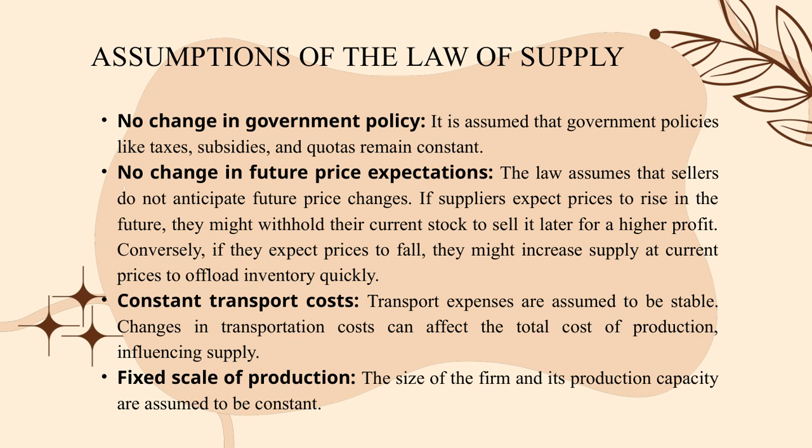Finally, we assume that the scale of production is fixed. That means the size of the firm and its capacity to produce are constant, at least in the short run. This helps us focus on how price influences supply without complicating factors like expanding or shrinking production capacity. All these assumptions help us isolate the relationship between price and quantity supplied, making the law of supply a reliable tool for understanding market behavior under normal conditions.